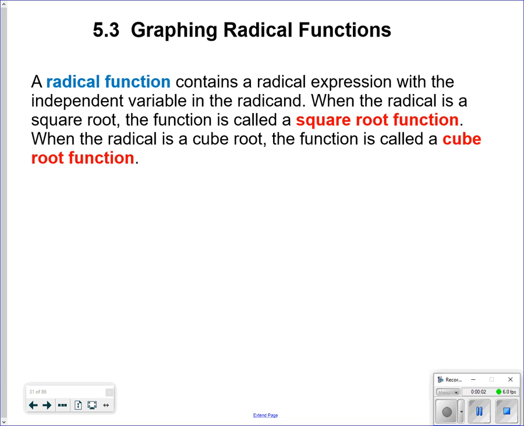All right, welcome back. Hononegah Honors, Algebra 2, Section 5.3. A little bit easier than Section 5.1 and 5.2. Those of you that have struggled over the past couple of sections, this one will be a little bit easier.